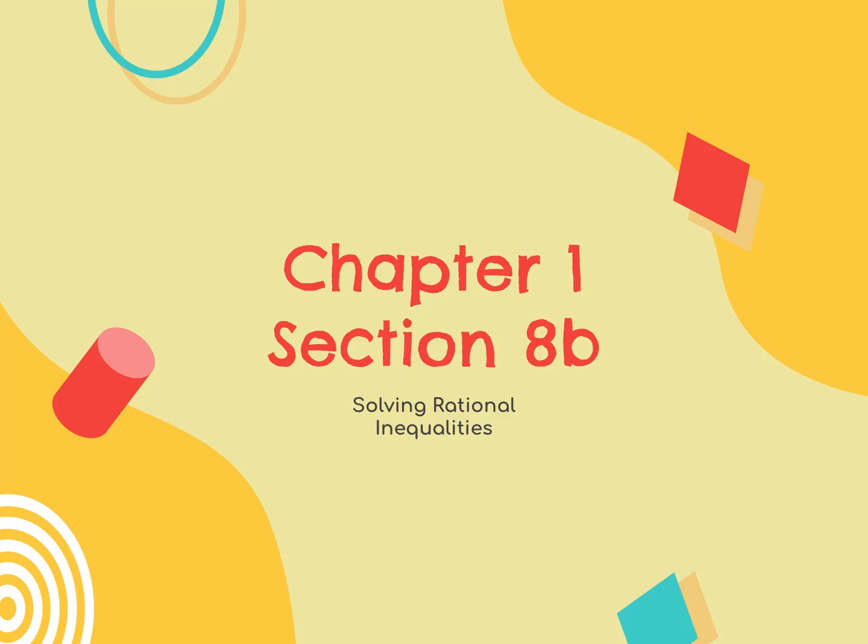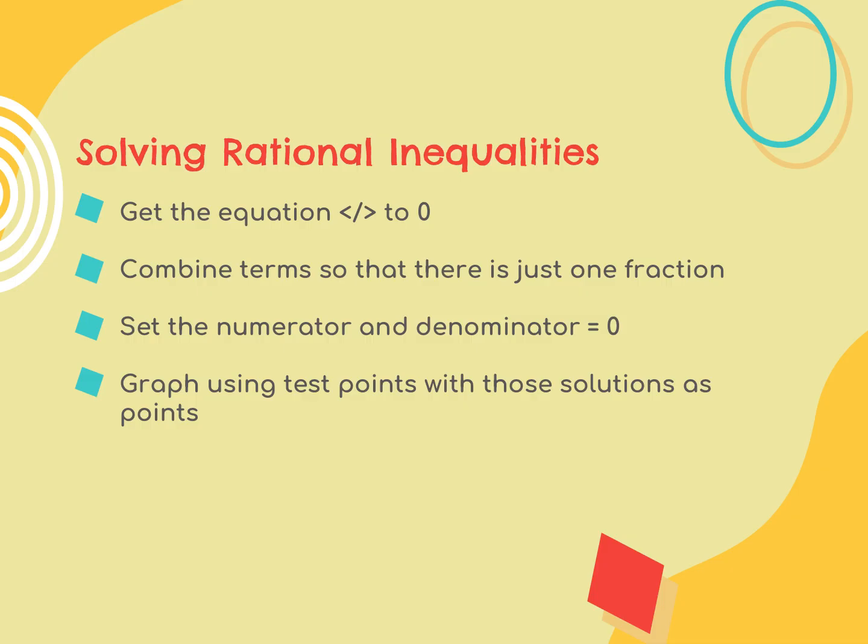We're going to begin our very last lesson of chapter 1, which is solving rational inequalities. To solve a rational inequality, we're going to get 0 on one side of the inequality, get one singular fraction on the other side, and then we're going to set the top and the bottom equal to 0.